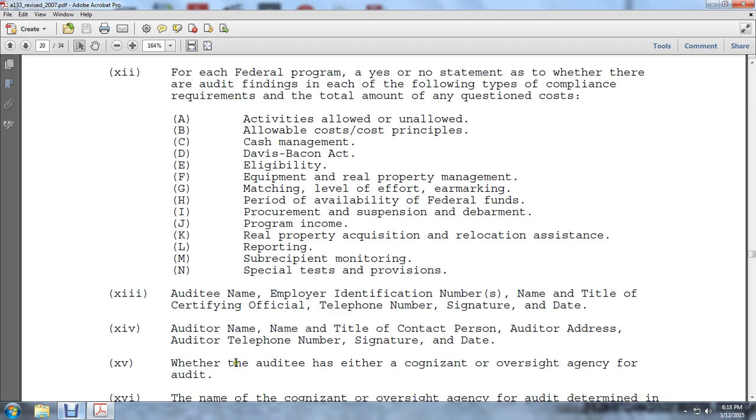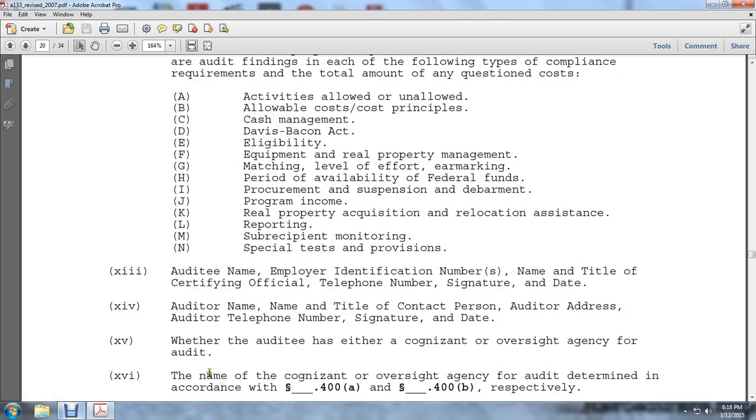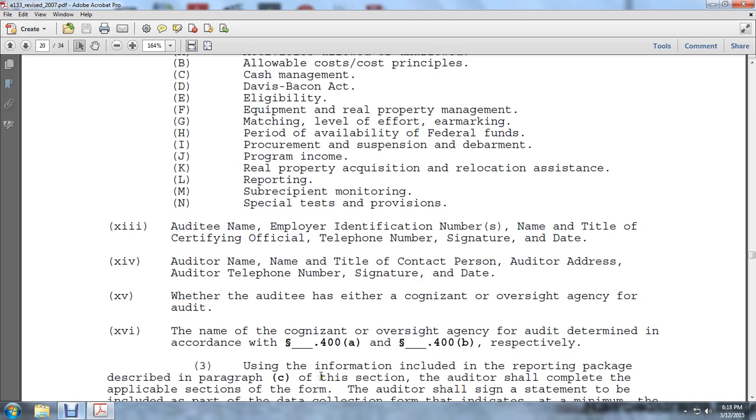Item 15, when another auditor has either cognizant with the other agencies or the audit. Item 16, the name of the cognizant oversight agency for the audit, determined in accordance with Section 400A and 400B respectively.